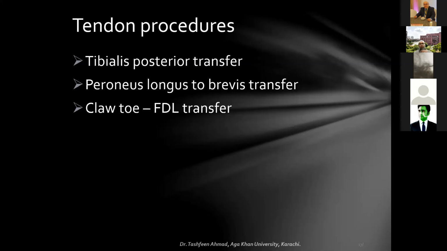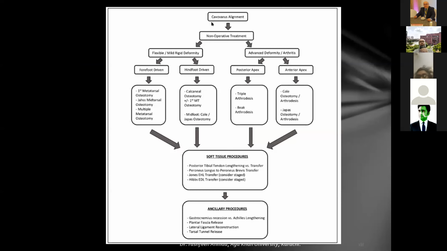Sometimes correcting the midfoot and the hindfoot itself balances the muscle tension, so the toe deformity becomes very supple. In that case, you don't need to do anything further for the toes. Otherwise, you can add these transfers for that. So here's an overview. Patient with the cavovarus alignment. Start with non-operative management, and then those who have mild deformity, which is forefoot driven, which means that the Coleman block test is able to correct it, then you do one of these osteotomies.